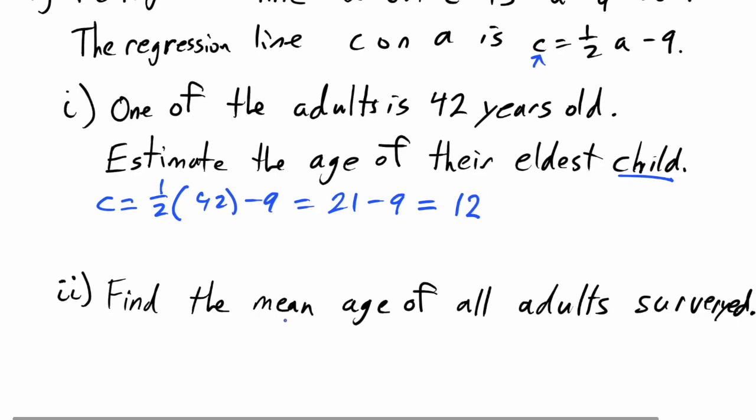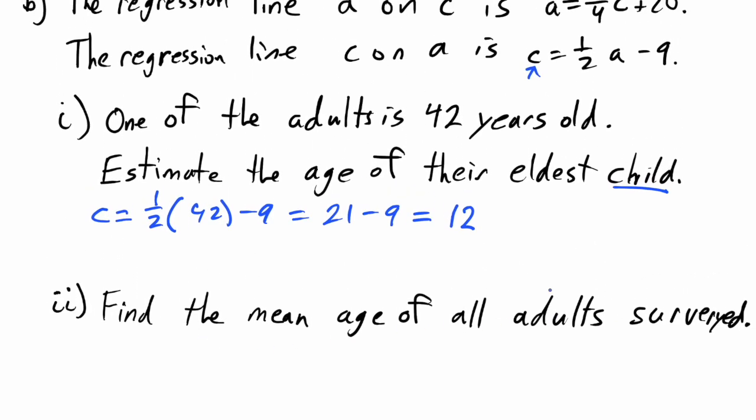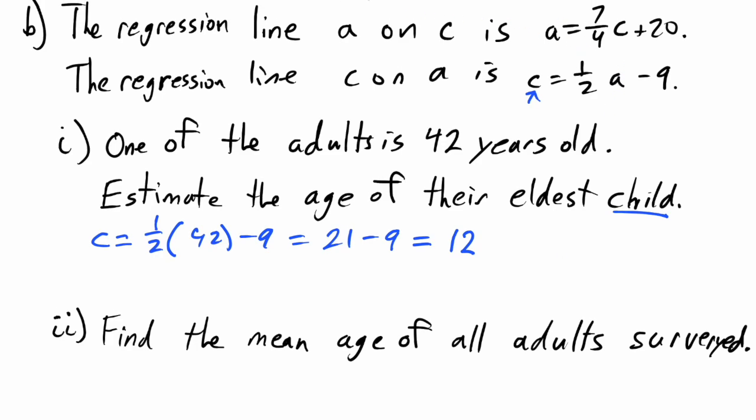Okay, and this last one here, find the mean age of all adults surveyed. So that's kind of interesting. The thing is, these two lines, you need to realize that if you were to graph them, they probably don't look that extreme. They're kind of close, but they always go through the mean point. The mean of the adults and the mean of the children, or the other way around, depending on which way you graph it, right?